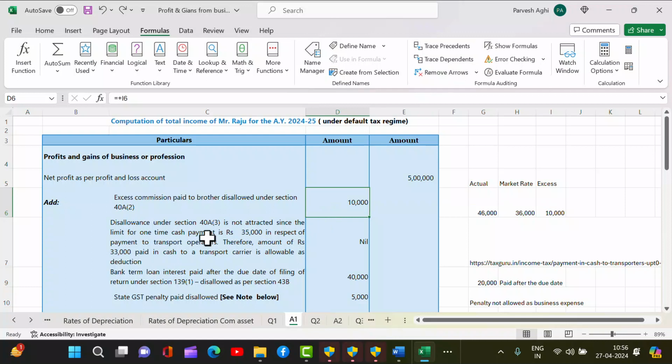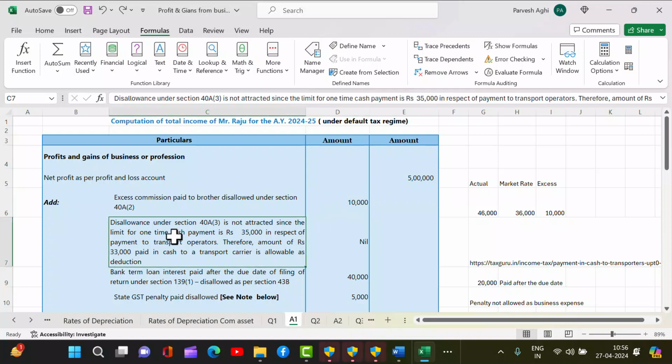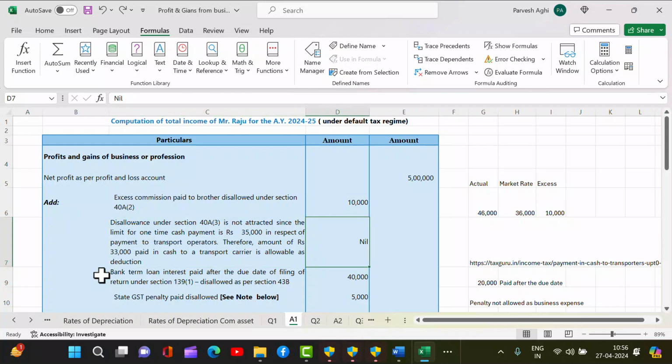Now read this. Disallowance under section 40A(3) is not attracted since the limit for one-time cash payment is rupees 35,000 in respect of payment to a transport operator. Therefore, the amount of rupees 33,000 paid in cash to transport carrier is allowable as deduction. So there is no addition here, because he has paid only 33,000, which will be fully allowed. So there will be no change in the profit and loss account. So this figure will be nil here. Is that okay?